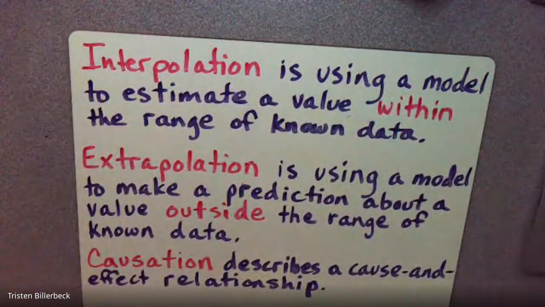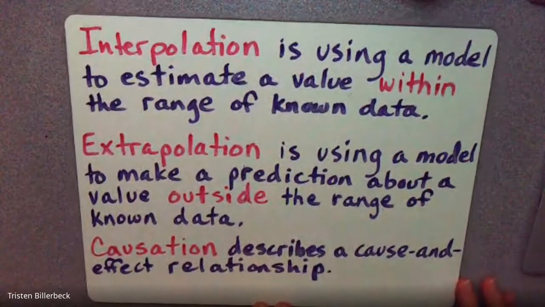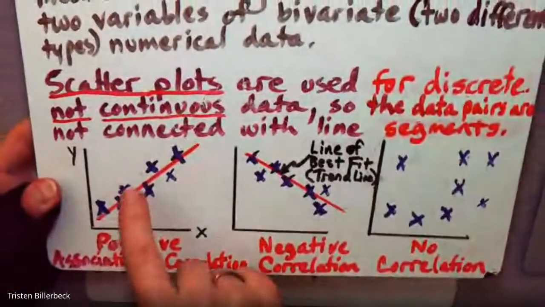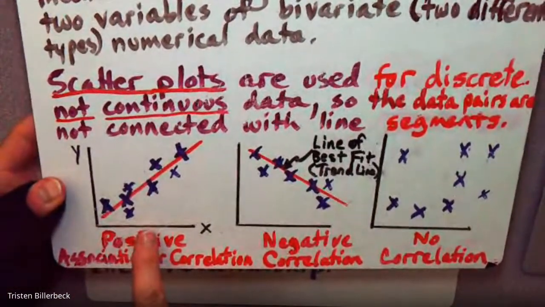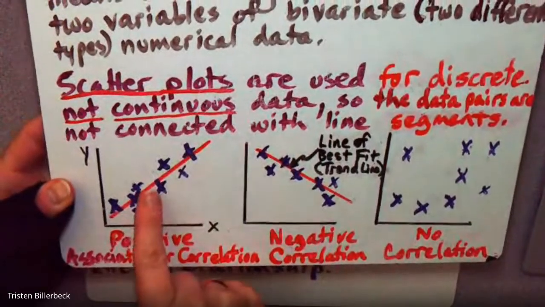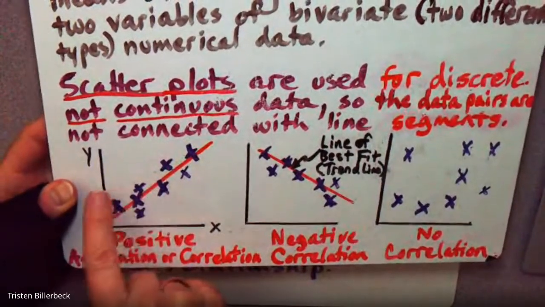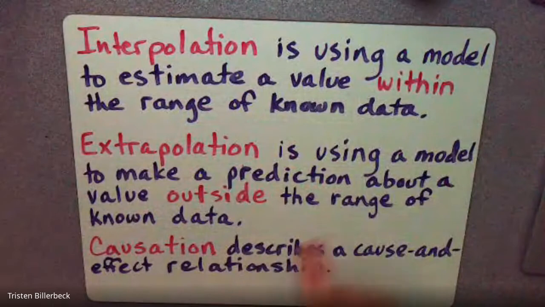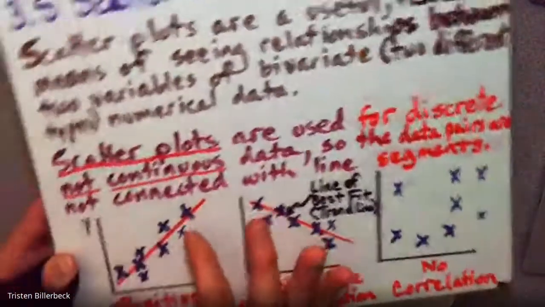All right, so let's take a look at some definitions here. Interpolation is using a model to estimate a data value within the range of known data. So if I were to estimate something in here and say, I wonder what the y value is when the x is here, and I find that it's going to be right about there, that's called interpolation. It's within the range of the known data. So this is considered my known data right here.